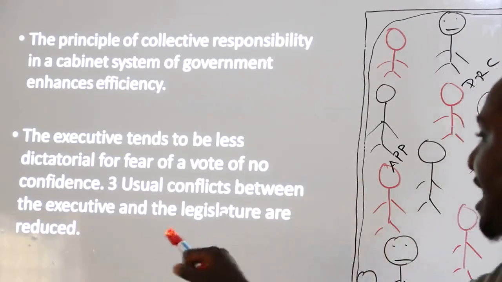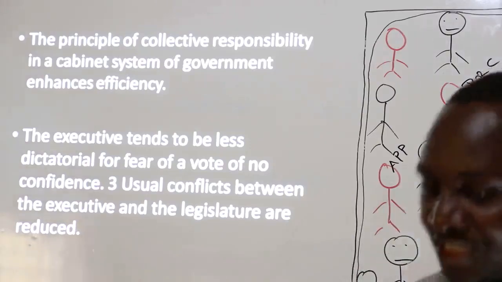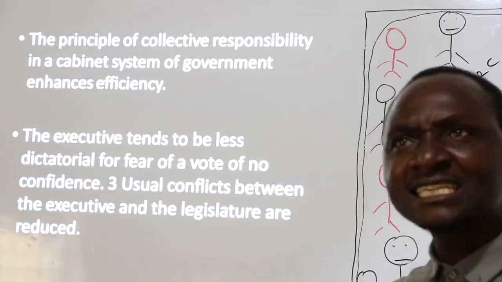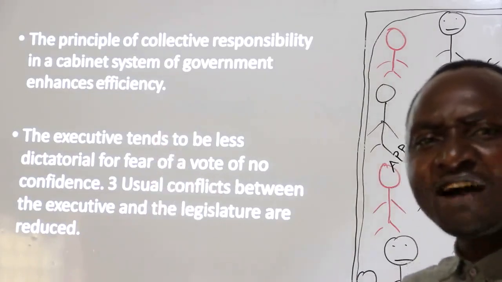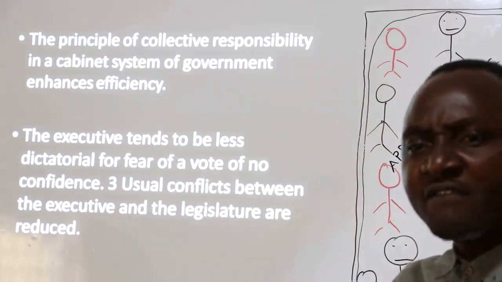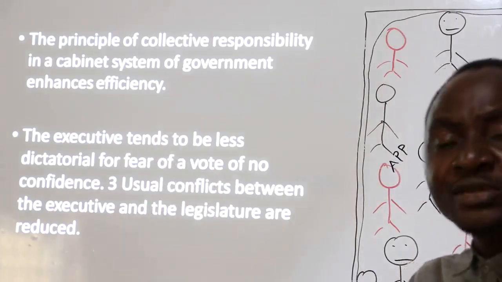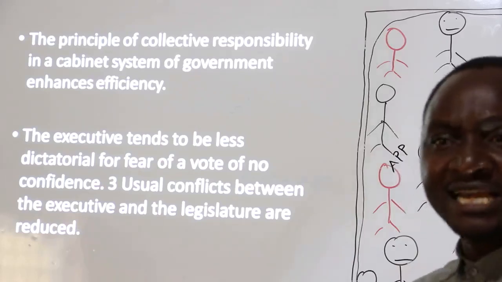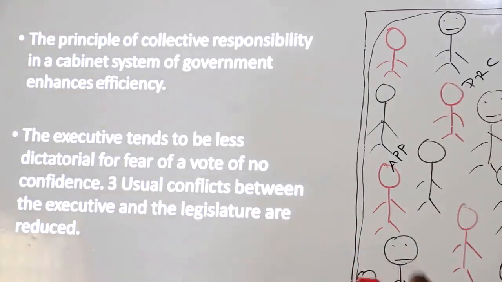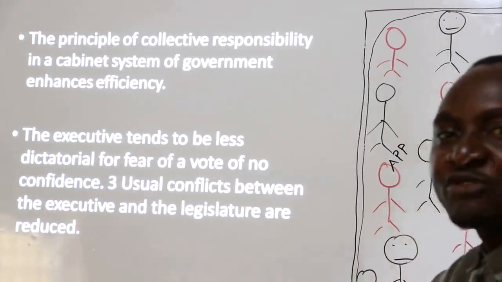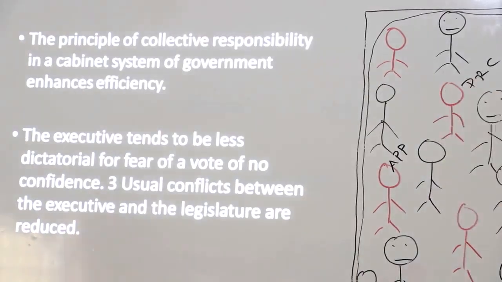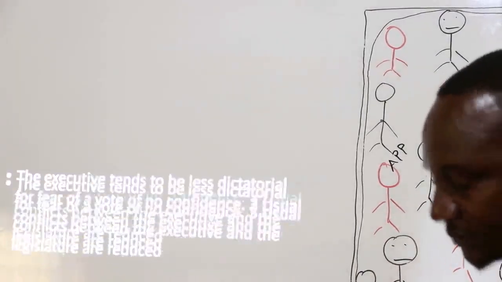Usual conflicts between the executive and the legislature are reduced. Now, like we have in the presidential system of government, you discover that the legislature and the executive are always in friction. We remember the different frictions or conflicts that have transpired between the legislators and the executive in Nigeria. But in the parliamentary system of government, since they are together, as you fight, it's like you're fighting yourself. So you discover that friction is reduced to the barest minimum.